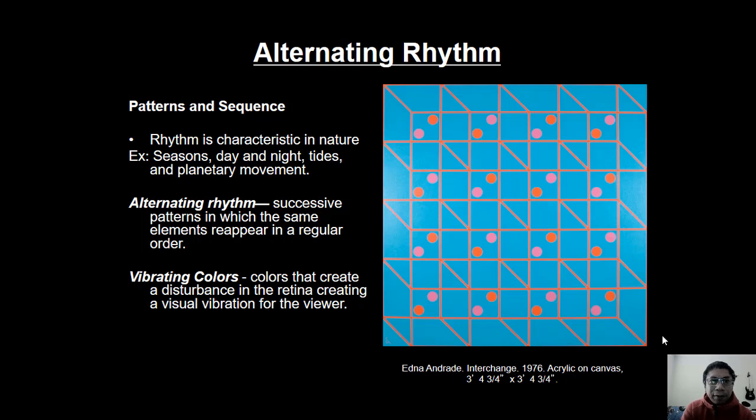So we also have these types of alternating rhythms. They are successive patterns in which the same elements reappear in a regular order. So it doesn't have to continually change. Instead, it can change, then it can go back and it can repeat itself. And that's what alternating rhythm is all about.